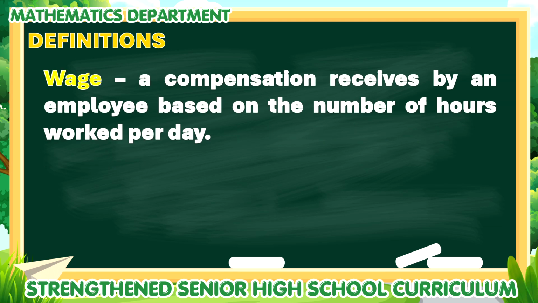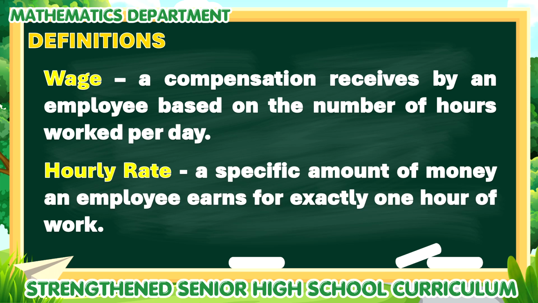The second term is wage, which is defined as a compensation received by an employee based on the number of hours worked per day. On the other hand, we define hourly rate as a specific amount of money an employee earns for exactly 1 hour of work.